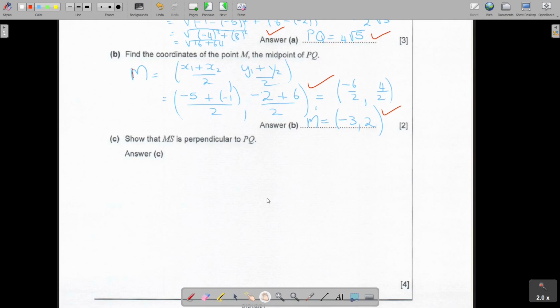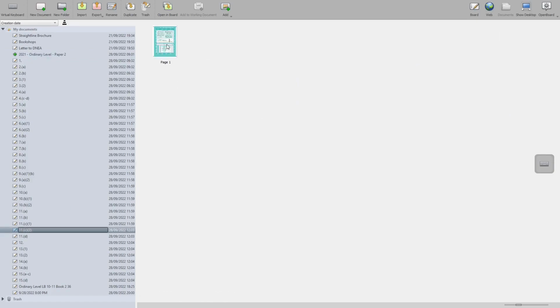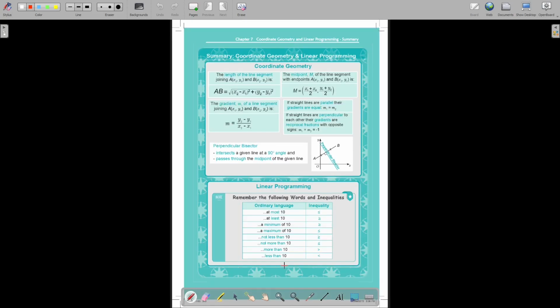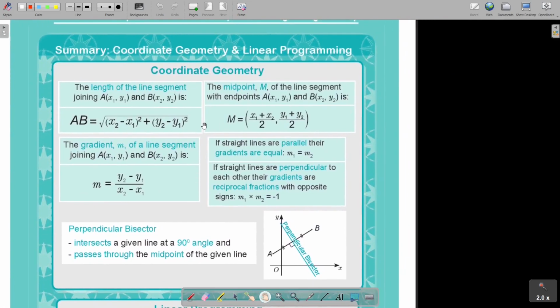Show that MS is perpendicular to PQ. Okay, now I want to take you to a few things. I think I want to first take you to the summary. What is perpendicular? Because there's parallel and perpendicular very nicely in the summary. And you will find that on page 343, the end of the chapter. Please take a little bit of time and go and memorize the things in the summaries, because there you see all the formulas. There was the midpoint, there was the distance.